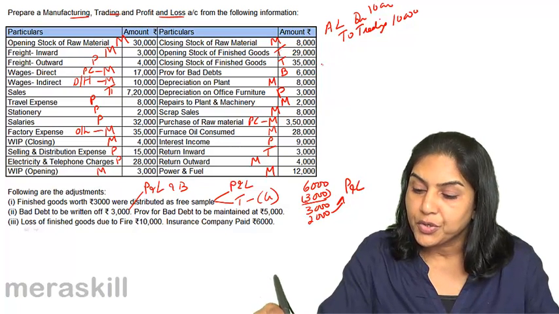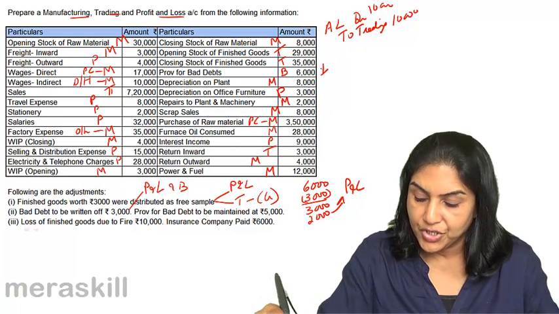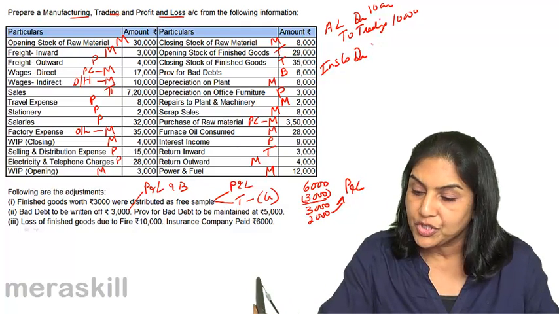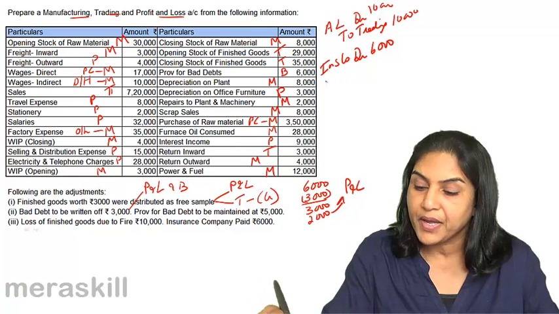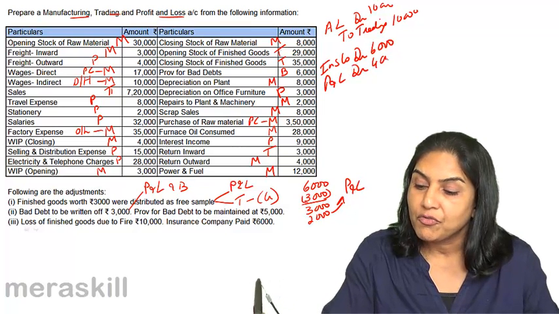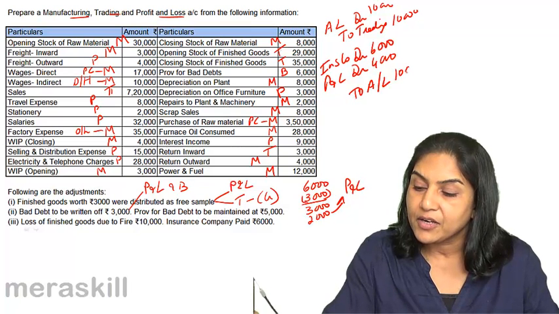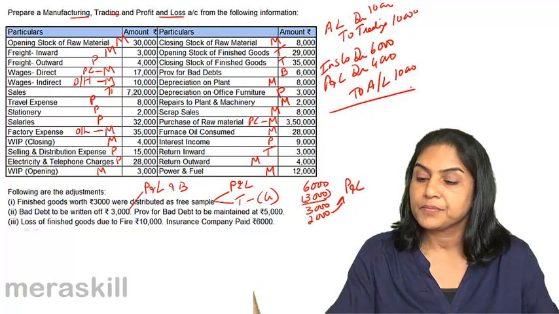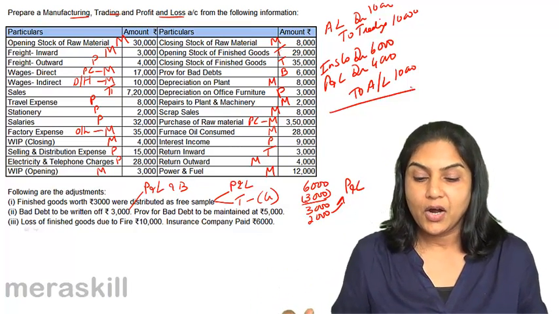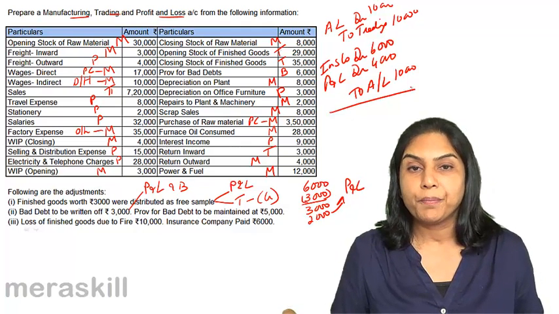Thereafter, what would we do? We debit the insurance company with the amount which the insurance company has agreed to pay, and the amount which we cannot recover, 4,000, to profit and loss account, to abnormal loss account, 10,000. This is how the entire final accounts would be prepared.